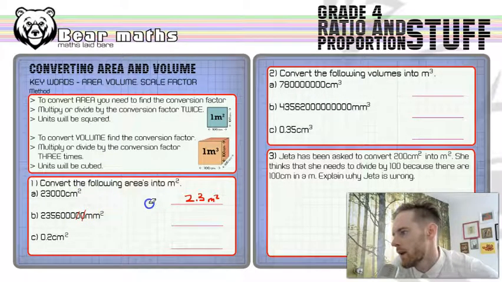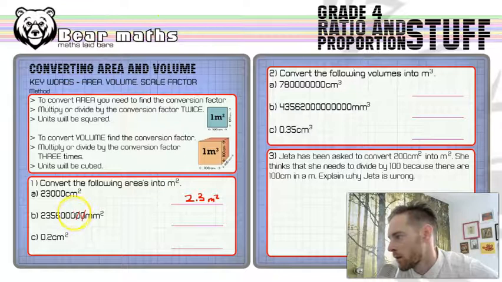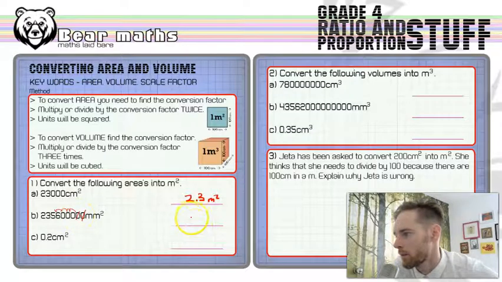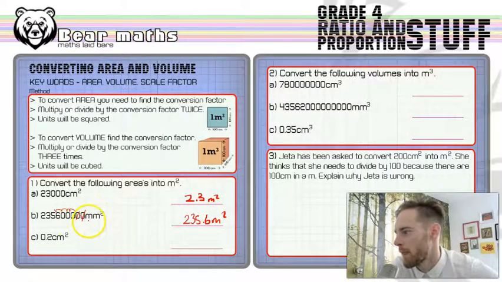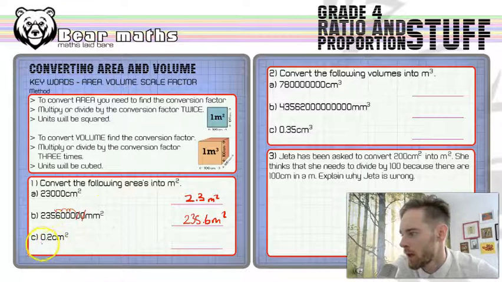And then that's now in centimeters squared. Now we need to divide by 10,000. So dividing by 10,000, there are 4 zeros in 10,000, so 1, 2, 3, 4. 235.6 meters squared. All right, that is a tricky question. Anyway, let's move on to the third one.